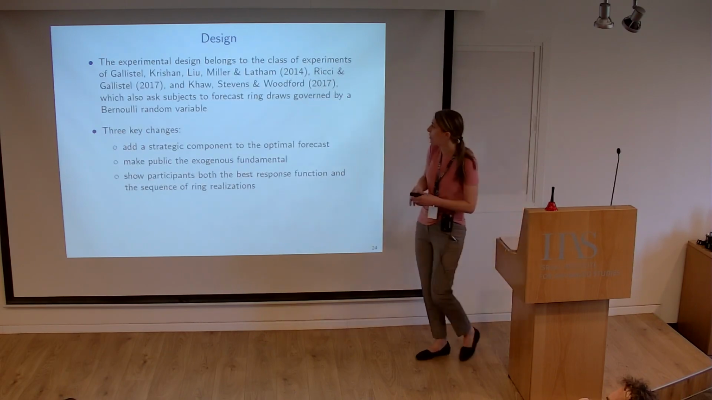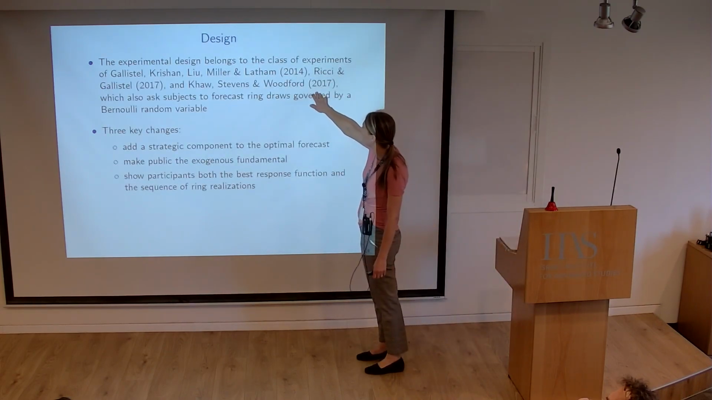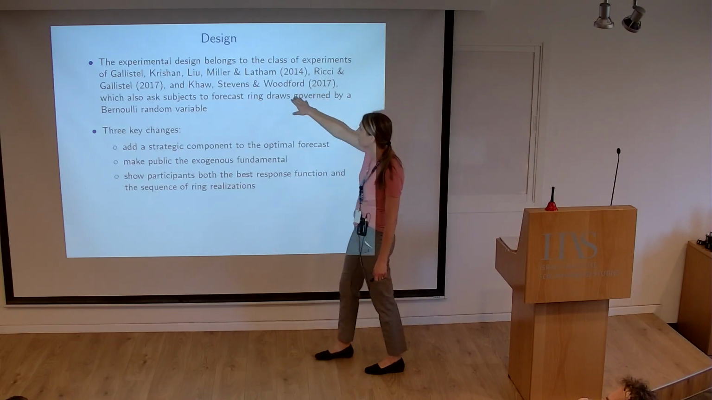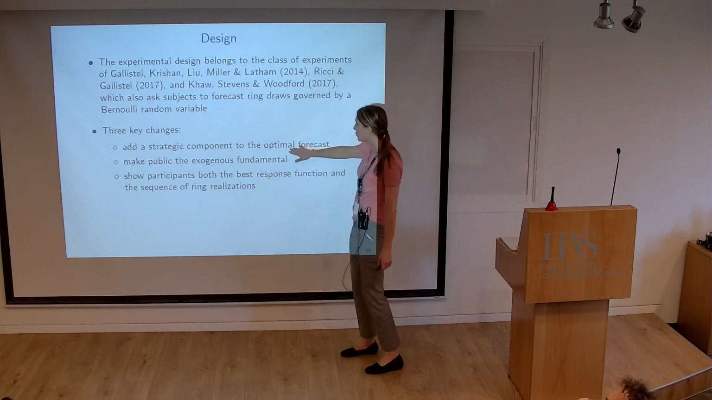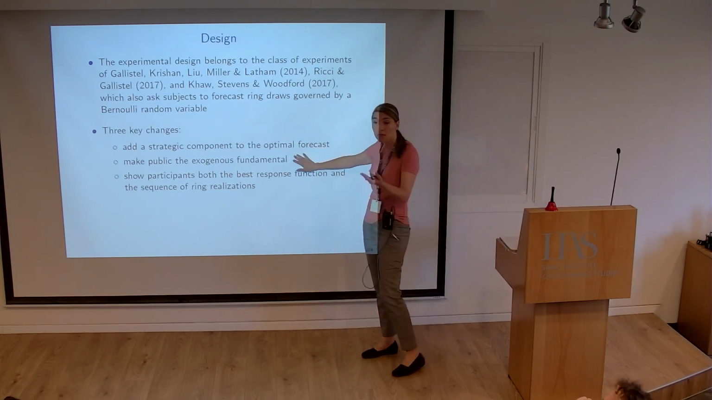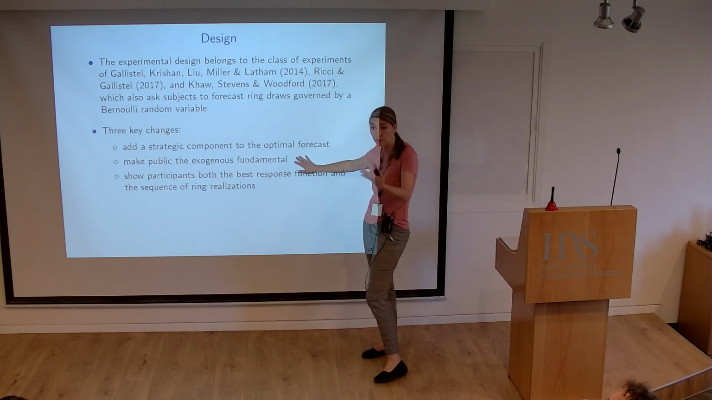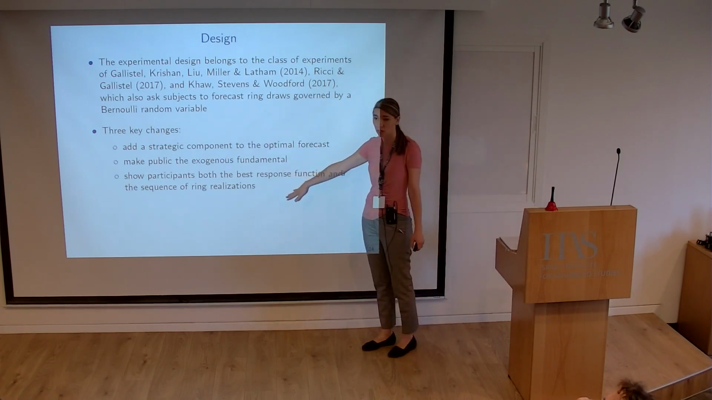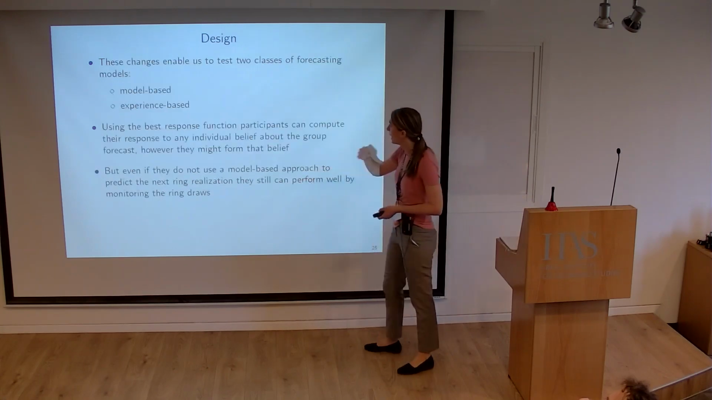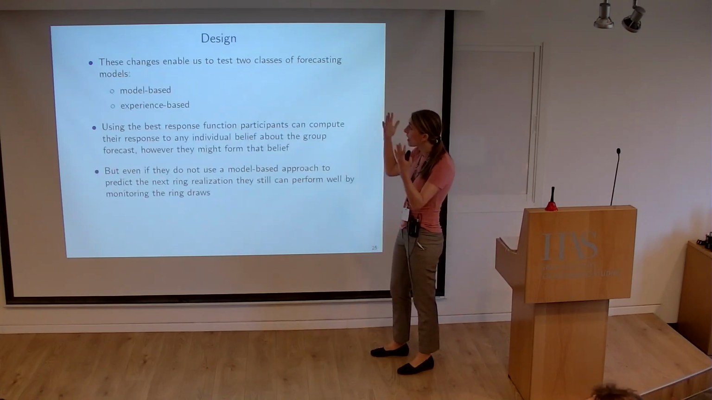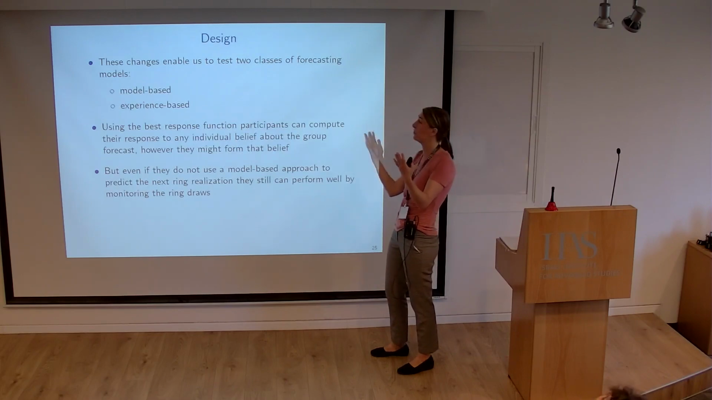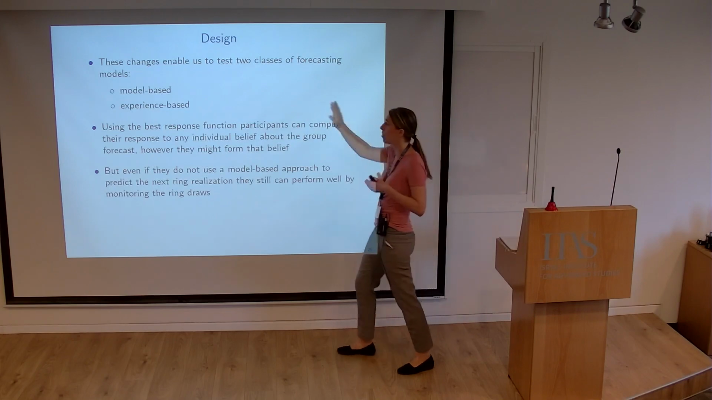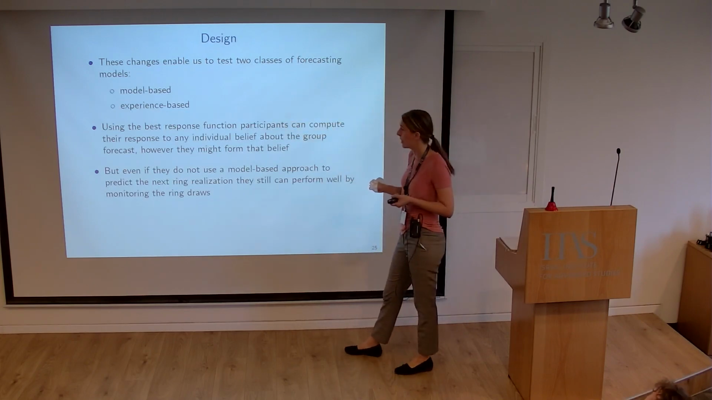Okay, so the key changes from this class of Bernoulli random variable forecasting of Gallistel and co-authors are: adding a strategic component, making the exogenous fundamental public, visibly displaying it on the screen, and showing the participants both the best response function and the sequence of ring realizations. As I mentioned, we want to have both of these two things on the screen. This allows us to test two classes of forecasting models, the model-based and the experience-based class of models.